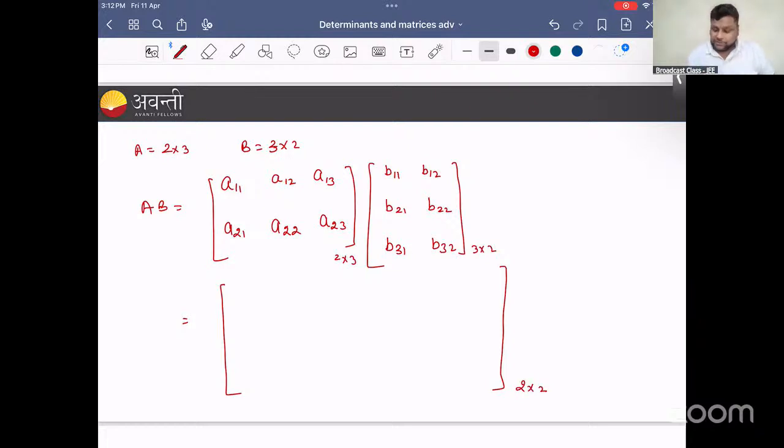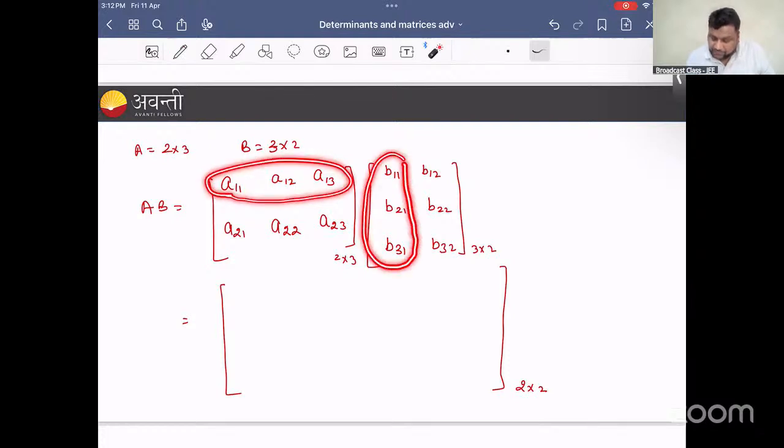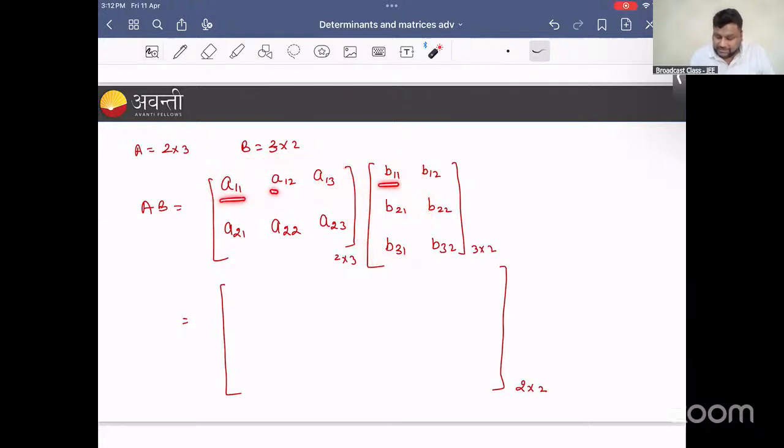Clear? So first of all, first row, first column will give the element of first row, first column of the resultant matrix. So multiply these two: A11 B11 plus A12 B21 plus A13 B31. Everybody understood? Raise your hand or just raise your thumb if you understood it.